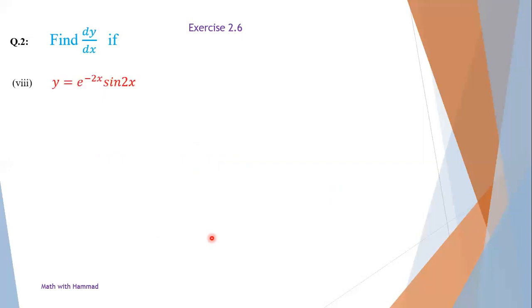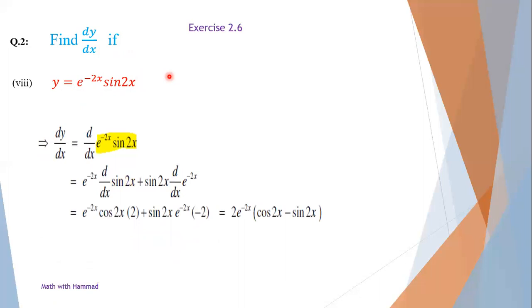Part number 8 is y is equal to e raised to power minus 2x into sine 2x. Here two functions: the first is an exponential function and the second is a trigonometric function. So we will apply product rule to find dy by dx.